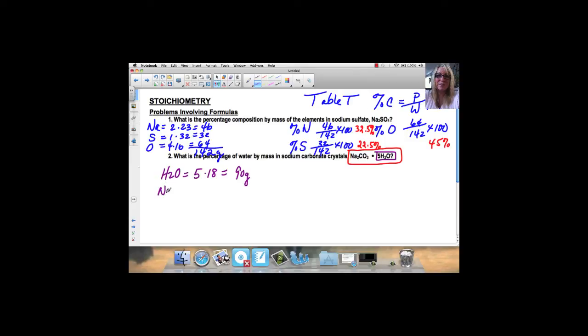So we've got Na, which is 2 times 23. You've got carbon, which is 1 times 12. And you've got oxygen, which is 3 times 16, which is 48.